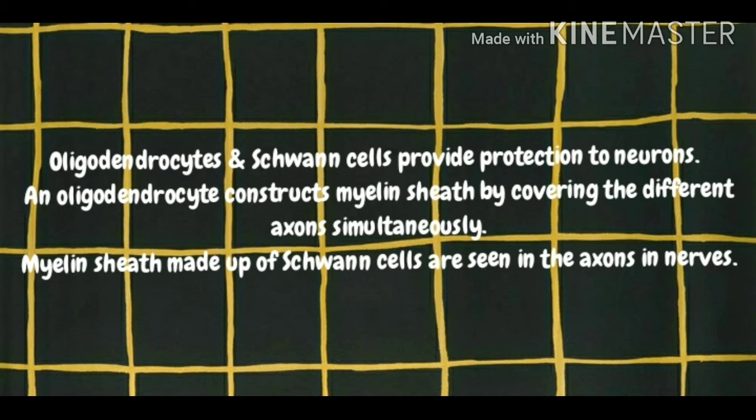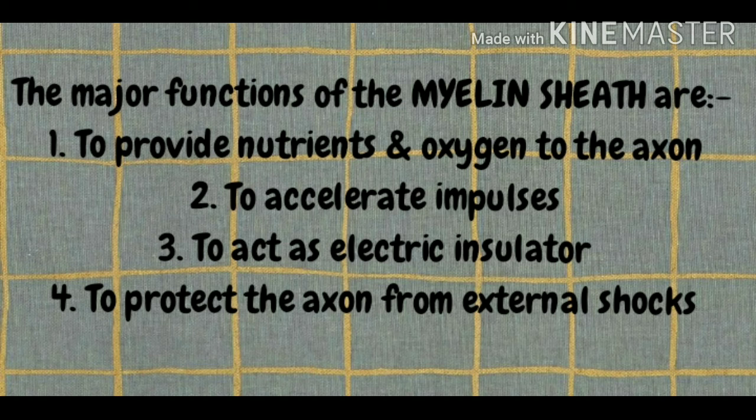And the oligodendrocytes and the Schwann cells provide protection to the neurons. An oligodendrocyte constructs myelin sheath by covering different axons simultaneously. Myelin sheath made up of Schwann cells is seen in the axons in nerves. And the major functions of the myelin sheath are to provide nutrients and oxygen to the axon, to accelerate impulses, to act as an electric insulator, and to protect axons from electrical shock.